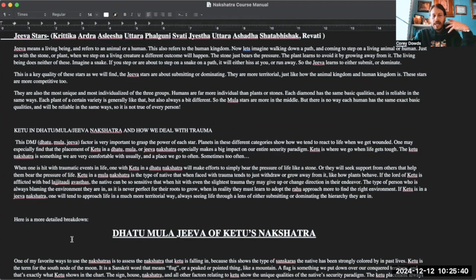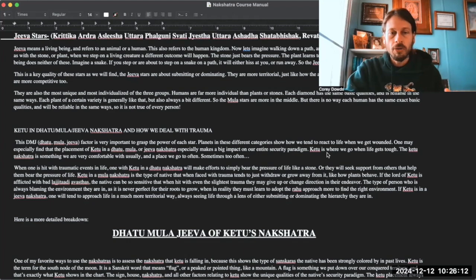When we get Ketu and Rahu, they show our deepest wounds in life. And planets in these categories, not just Ketu and Rahu, all of them have this impact, but you especially find that when Ketu is in a Dhatu, Mula, or Jiva nakshatra, it makes a big impact on your whole life and your whole security paradigm. And Ketu is where we go when life gets tough for us, right? And so that Ketu nakshatra is something we're very comfortable with, even if it's a cruel one. We'll think it's normal to go back to that all the time, you see?